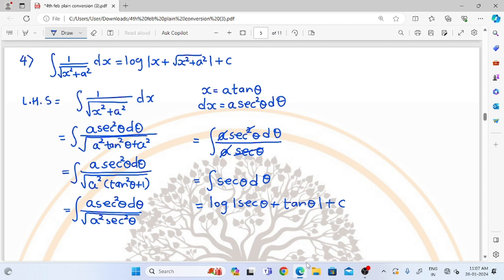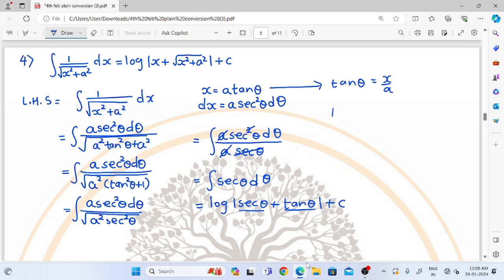But now we need in the RHS log of x plus square root of x square plus a square. Okay. So how to find, proof that log of x plus square root of x square plus a square? So just we have to replace the value of sec theta and value of tan theta. We have to find out the value of sec theta and tan theta, and we have to substitute here. So what we have taken in the starting, x is equal to a tan theta. So that means tan theta is equal to x upon a. Okay, so we got the value of tan theta. Tan theta is nothing but x upon a. Now we need sec theta.